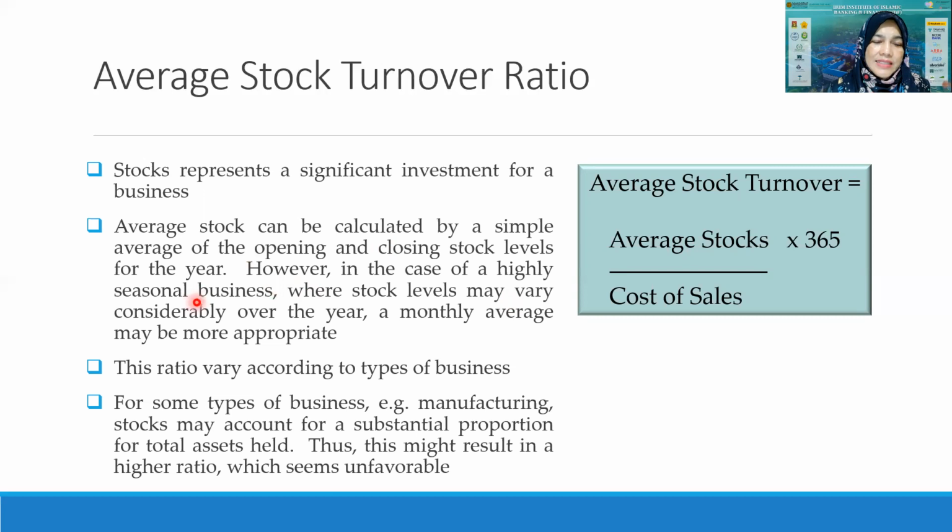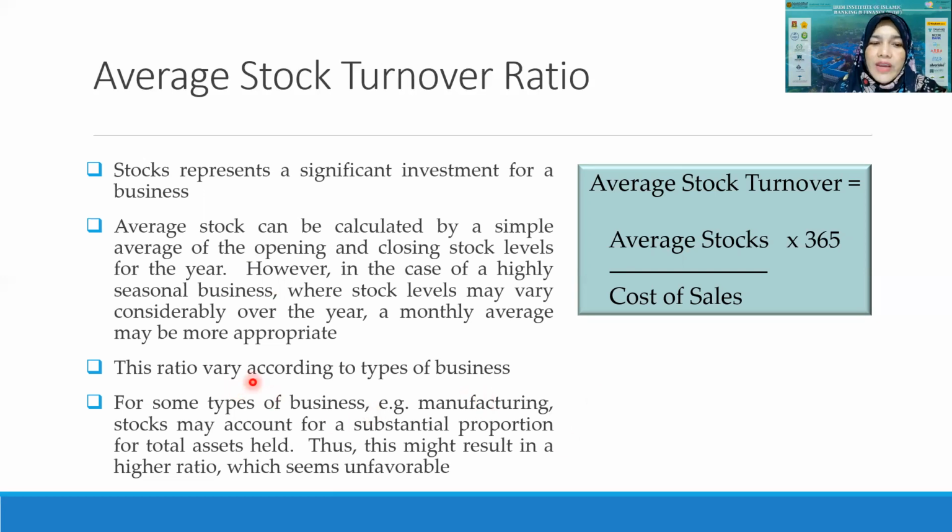However, in the case of a highly seasonal business, where stock levels may vary considerably over the year, a monthly average may be more appropriate. For some companies, their business is seasonal. For example, hotels: usually during school holidays, the number of occupants will be higher, so definitely that will contribute to the revenue of the hotels. So the beginning and end figures definitely don't reflect the actual picture. We have to look at the monthly figures.